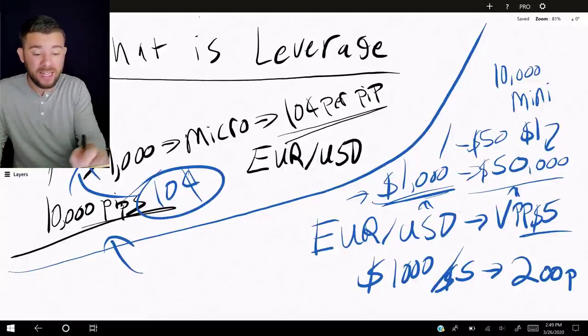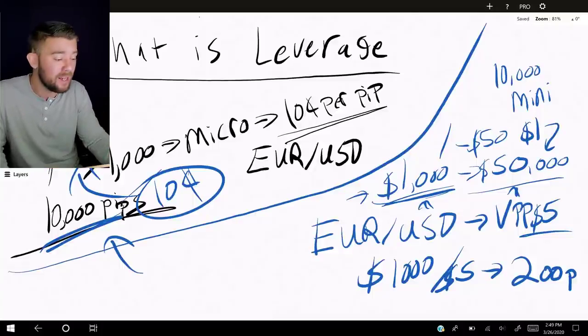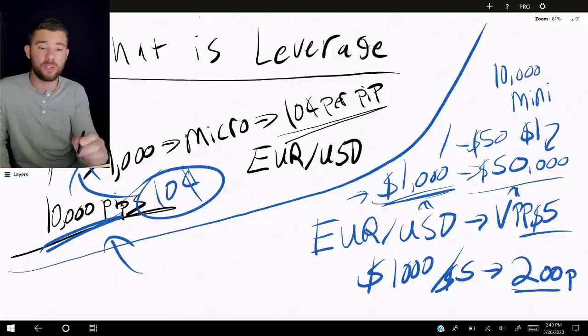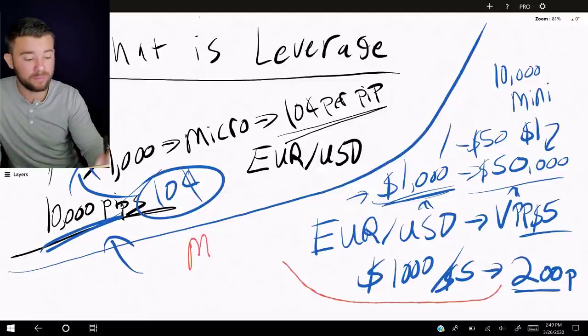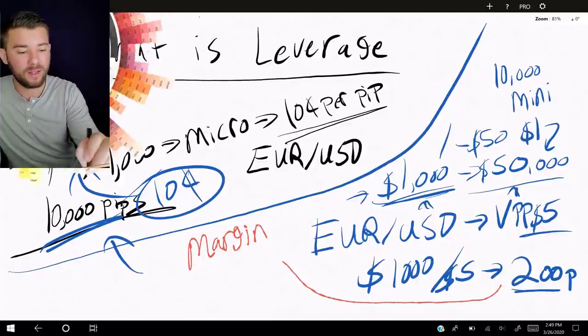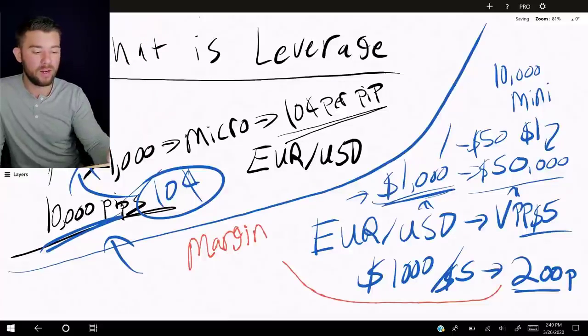So instead of 10,000 pips of risk, the reason most traders blow their accounts using leverage is because they only have 200 pips of risk. And guess what? You don't really have 200 pips of risk, because they are going to margin call you at somewhere around 80 to 90%.